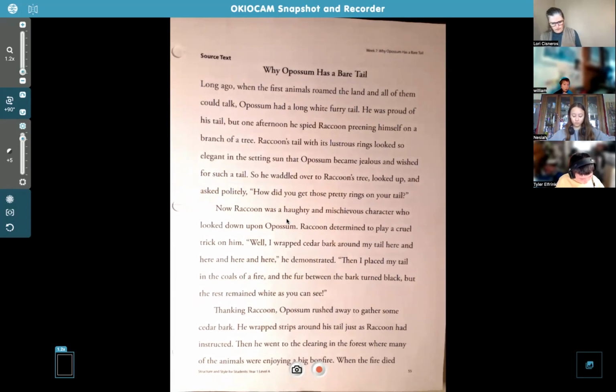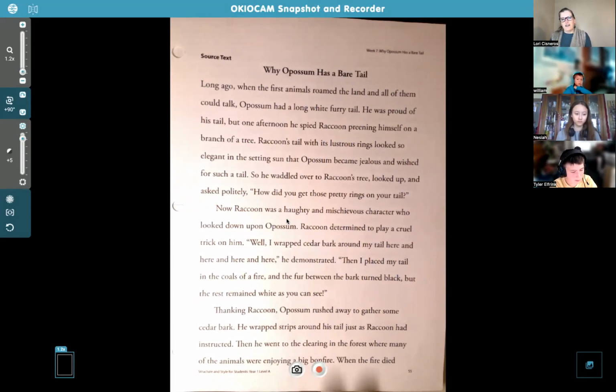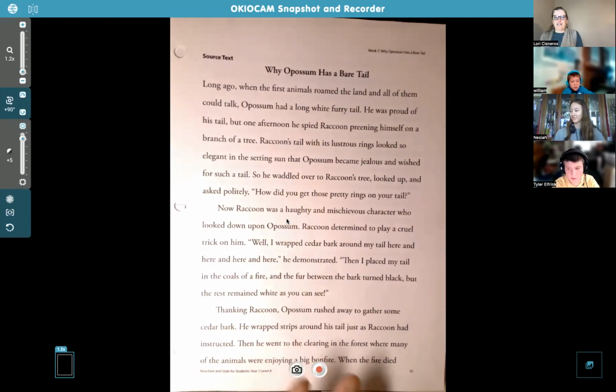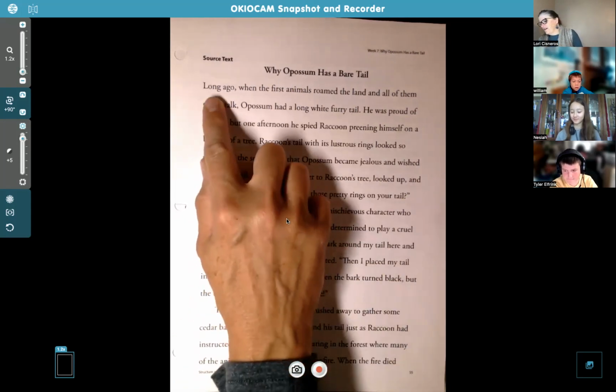Now, do you guys know what a possum is, or an opossum or a possum? Okay, good. So they have these tails that look like a big rat tail, but the rest of their bodies are furry. So they're kind of cute and ugly at the same time, in my opinion. But anyway, this is a pretend story of how they got their bare tail.